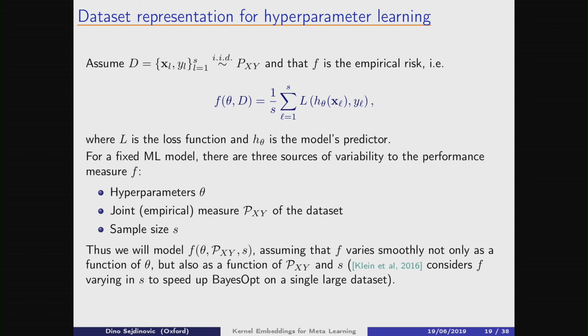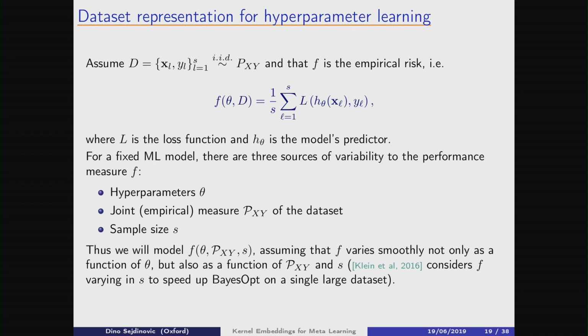And so what are the sources of variability here? Well, hyperparameters are sources of variability, but also this joint distribution, PXY, of the data is a source of variability, because what this is trying to do is just estimate some expectation over PXY. And another source of variability, of course, is also sample size, because you would expect different performance measures for different sizes of samples.